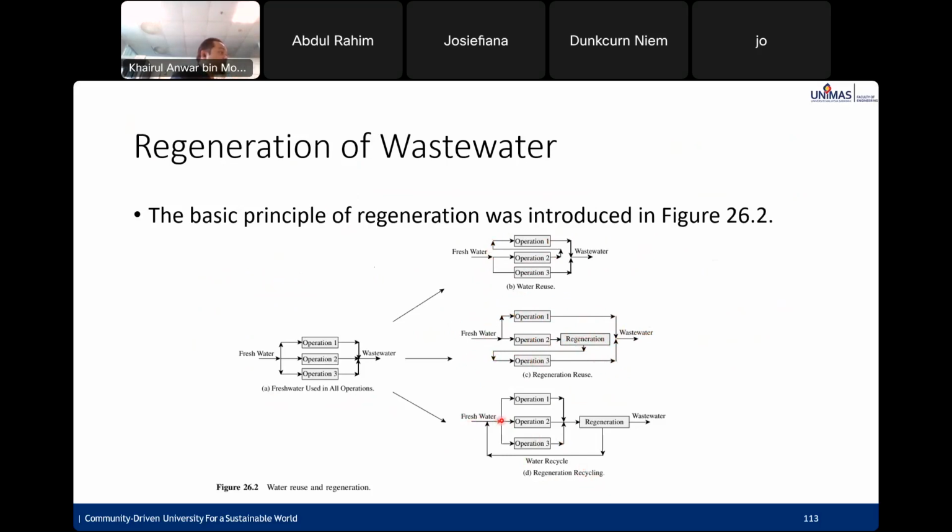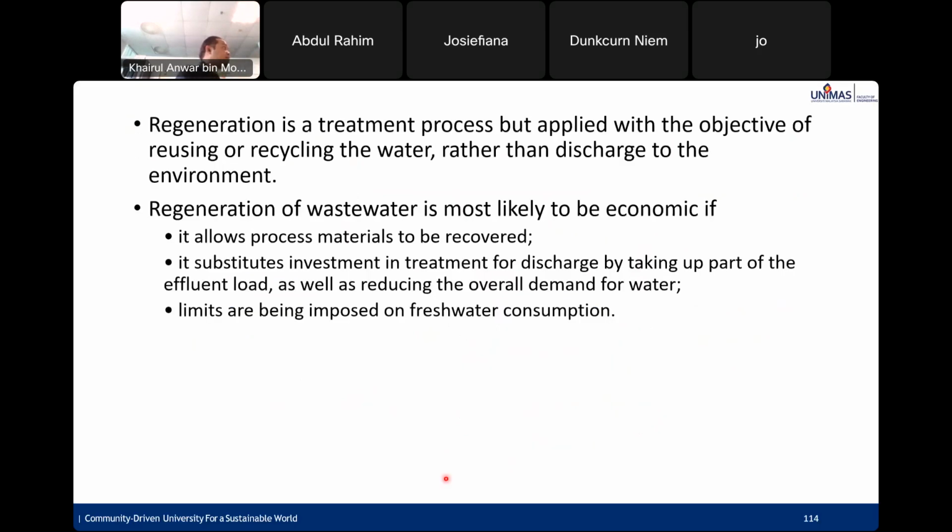This is regeneration for recycling. Fresh water goes to all the operations 1, 2, 3. Then part of the wastewater goes to regeneration and returns to mix with the fresh water inlet. Regeneration is a treatment process but applied with the objective of reusing or recycling the water rather than discharging to the environment.